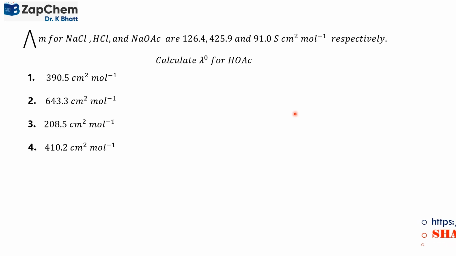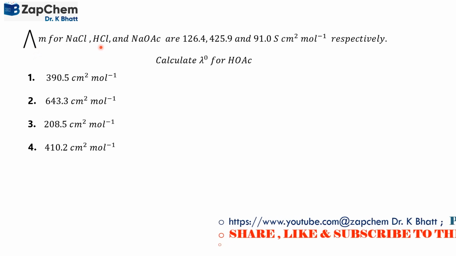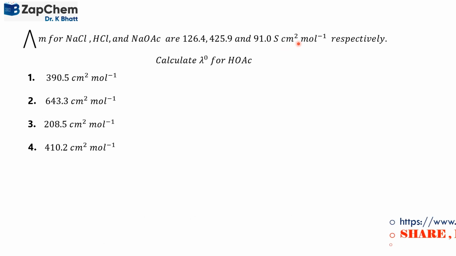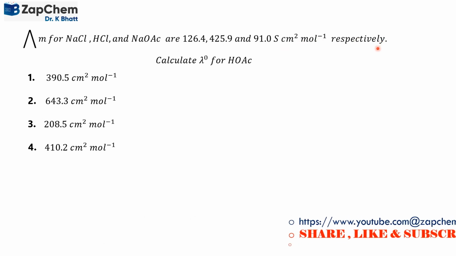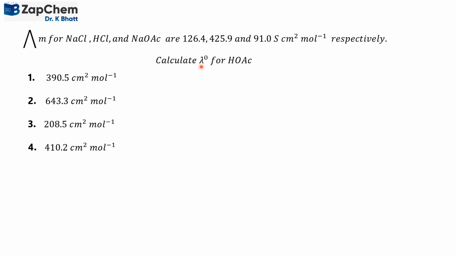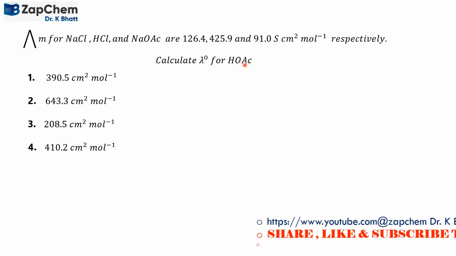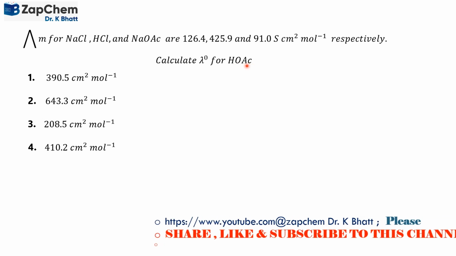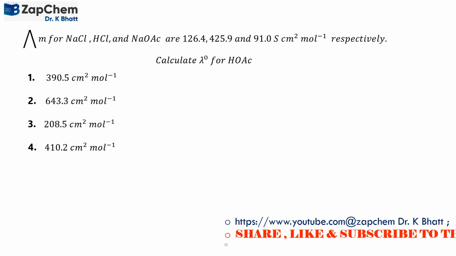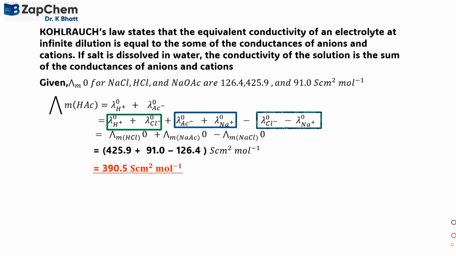The next question is, of course, very important. Lambda m for sodium chloride, HCl, and sodium acetate are given here in Siemens centimeter square mole inverse respectively. And we are required to calculate the lambda at infinite dilution for acetic acid, HOAc, meaning acetic acid. And the values are given here. Naturally, therefore, it calls again for certain calculations using what is known as Kohlrausch law.